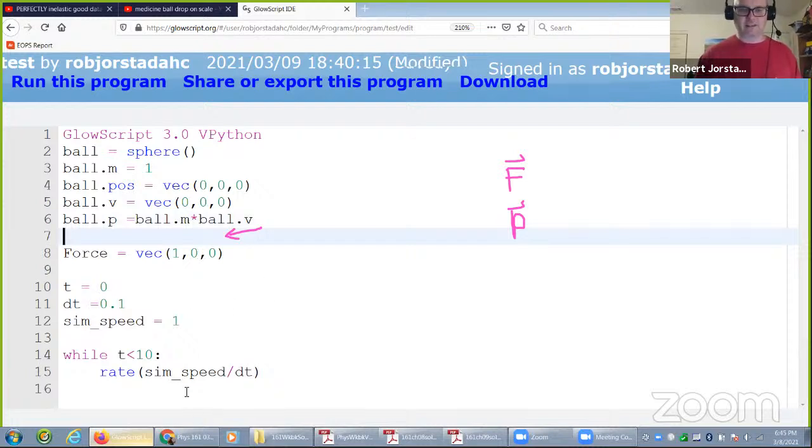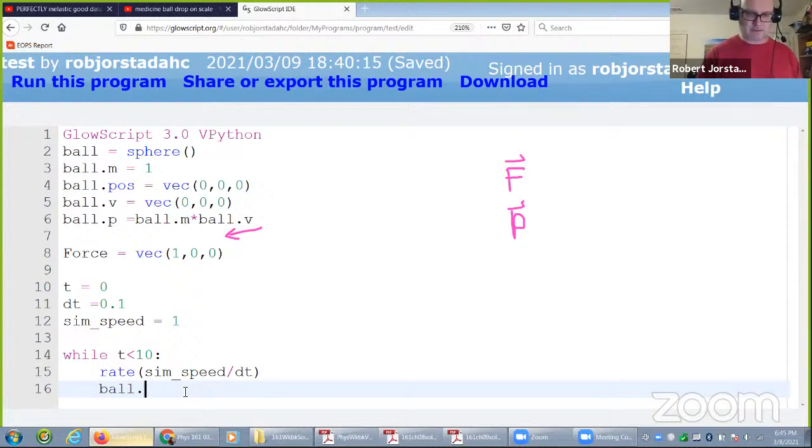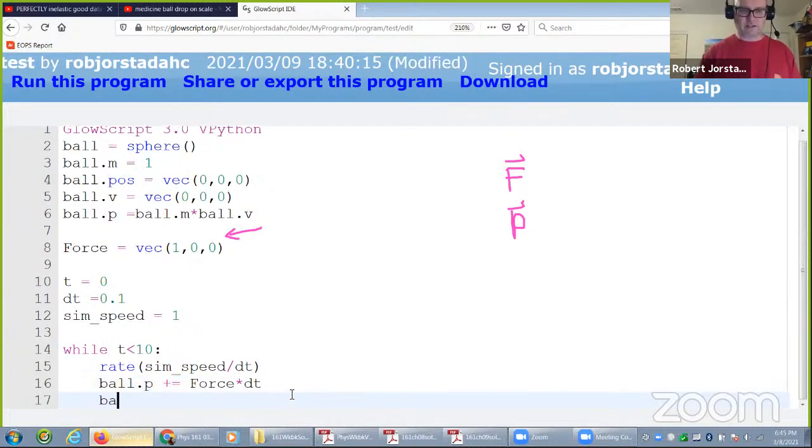And so we could start making this code, and then inside of here, what we could do is we could say ball.p should equal the old value plus a little bit. It should equal the force times a small amount of time. So again, this plus equals just means add to the old value a small amount. Well, that's basically like saying this is the change in that. Okay. And then what we could do is we could say ball.v would equal ball.p divided by ball's mass. We're just code. All right.